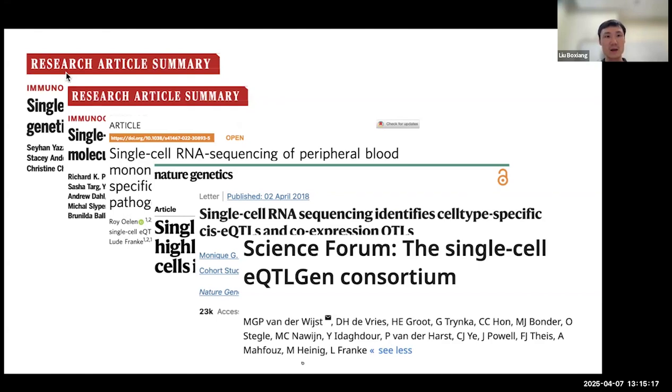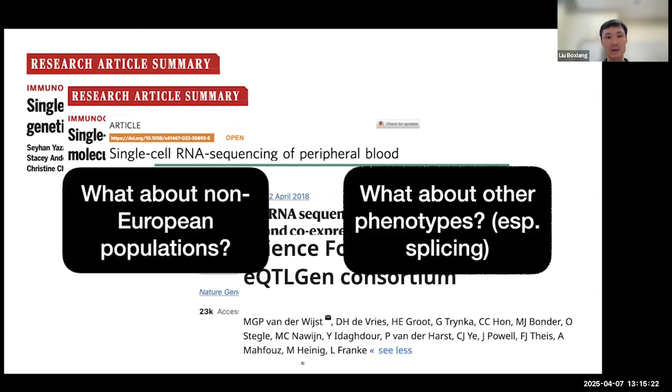And all these papers suffer from two problems, right? So the first one is that all these papers analyze European populations. And the second problem is that all these papers analyze one single molecular phenotype, which is the gene expression, right? So which begs these two questions. What about non-European populations? And what about other phenotypes? So for example, RNA splicing, right?